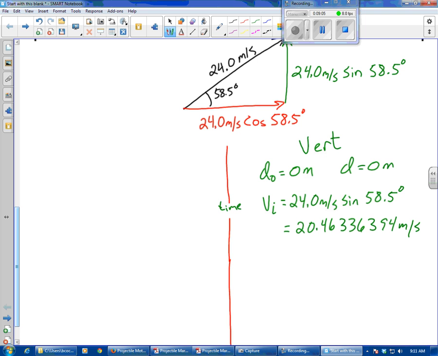And then I know, let's see, do I know my D final? I know my acceleration. Should we call down negative? Is that okay? Call down negative 9.80 meters per second squared. Do I know my final velocity?